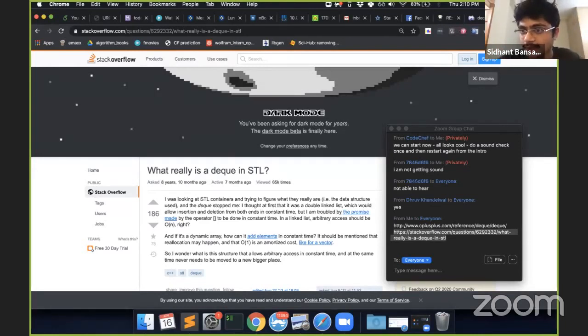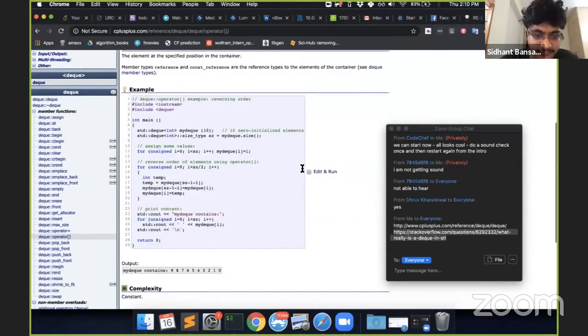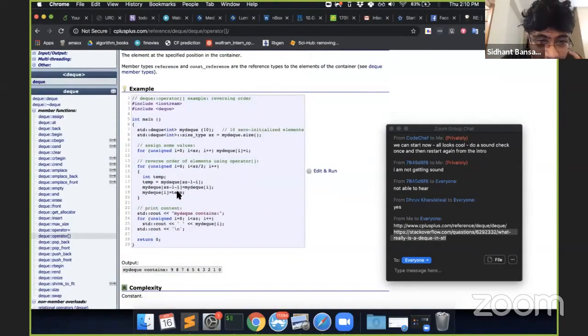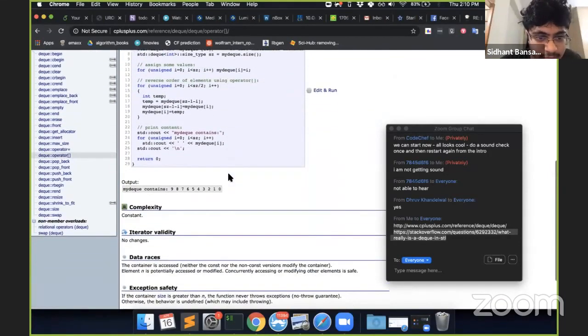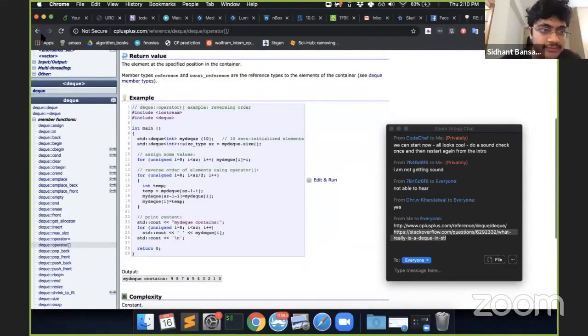Okay, any doubts in the DQ library? You can see here, I think you can use the size, and he doesn't use push back or push front in this sample code, but in general you can.